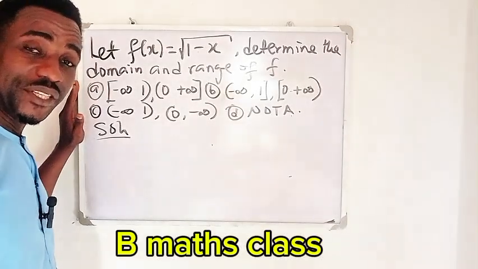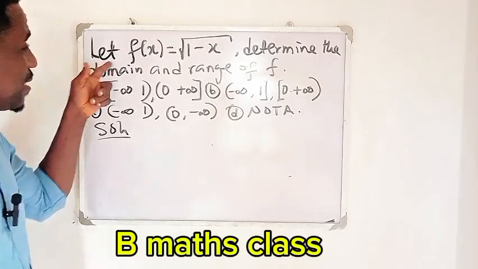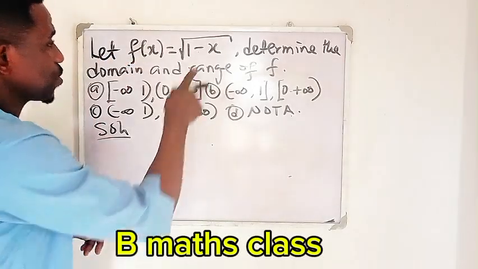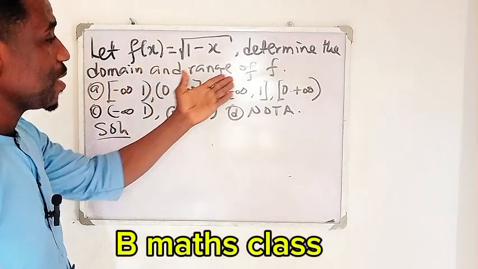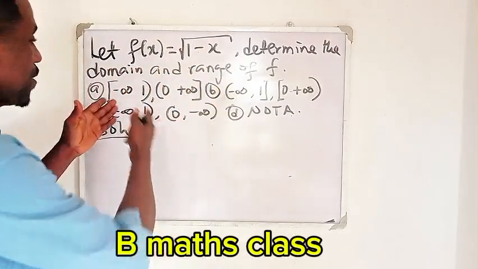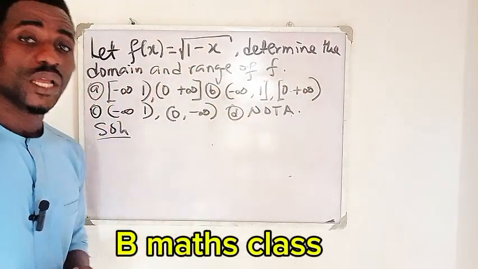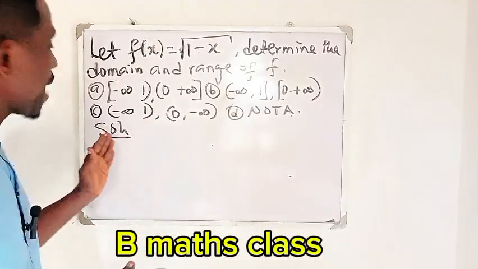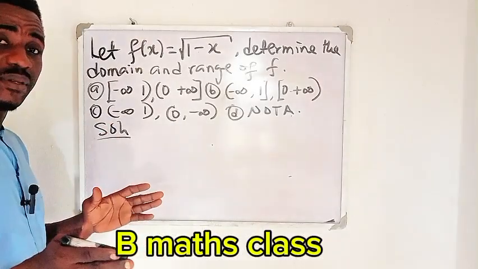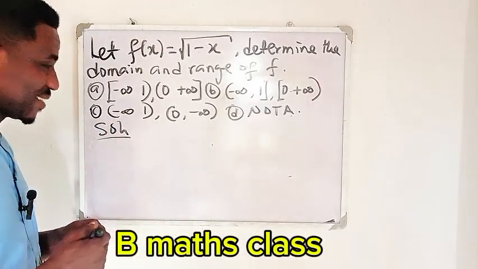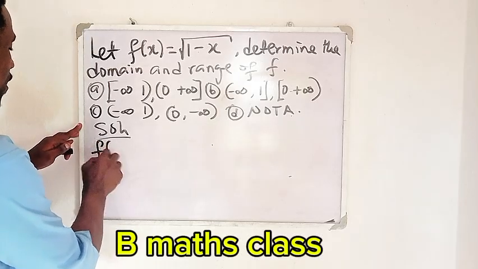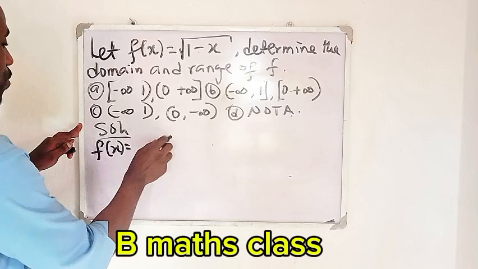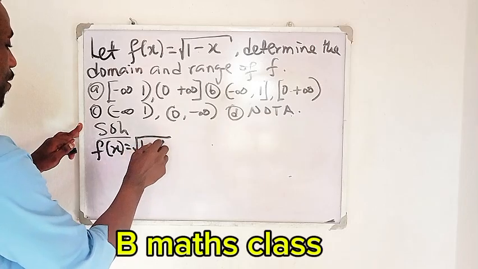Domain and range. So let f of x be the square root of 1 minus x. Determine the domain and range of f. These are the options. When you are asked this type of question, don't panic. What will you do? First, f of x equal to square root of 1 minus x.